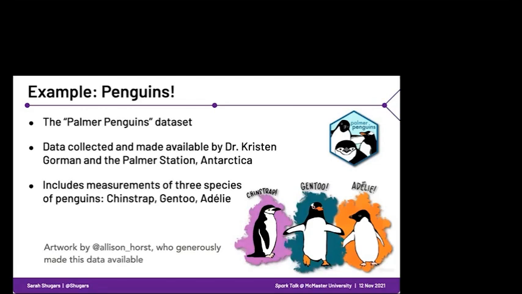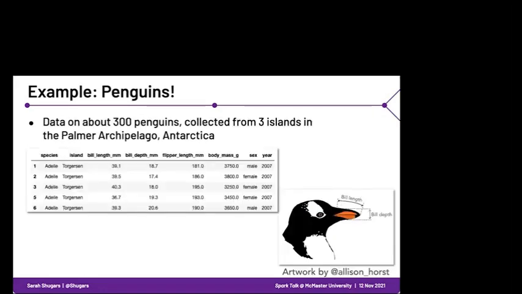So I want to end with a few examples. So I'll be using this Palmer penguins dataset, which you can Google. It's freely available and involves penguins, so I love it. And it's data that was collected on 3 species of penguins by researchers at Antarctica. So to give you a quick snapshot of what this data looks like, it has information on about 300 penguins.